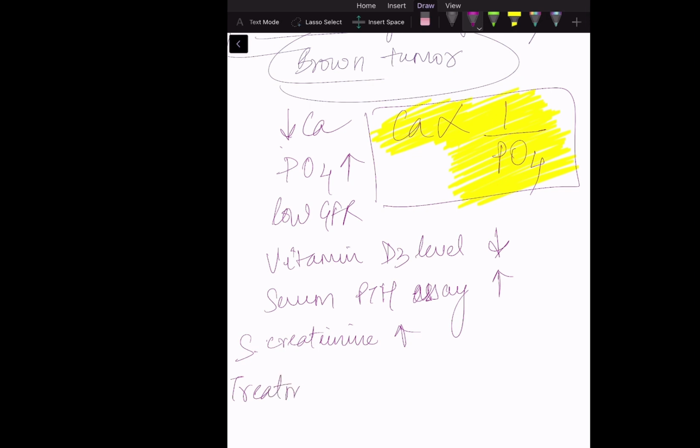And then what should we do? The treatment is basically hemodialysis, or kidney transplant. Hemodialysis can be done 3 times a week, with a 4-hour session. It can help.